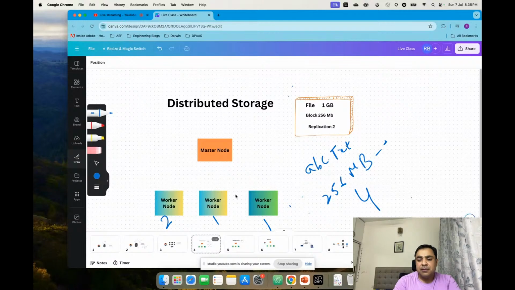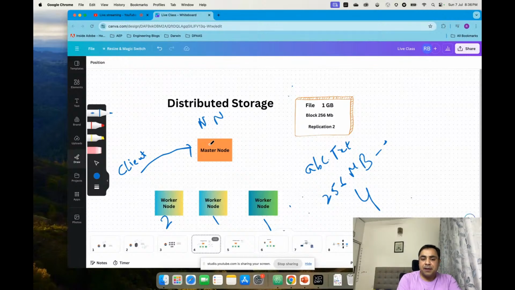Now how will it get decided that I have to store two blocks here, one block here, one block here? So you would have a client. Client could be anything, like, let's say there is a client who has to write this file, abc.txt, into the system. So it will go to this master node. In Hadoop terms, it is the name node.